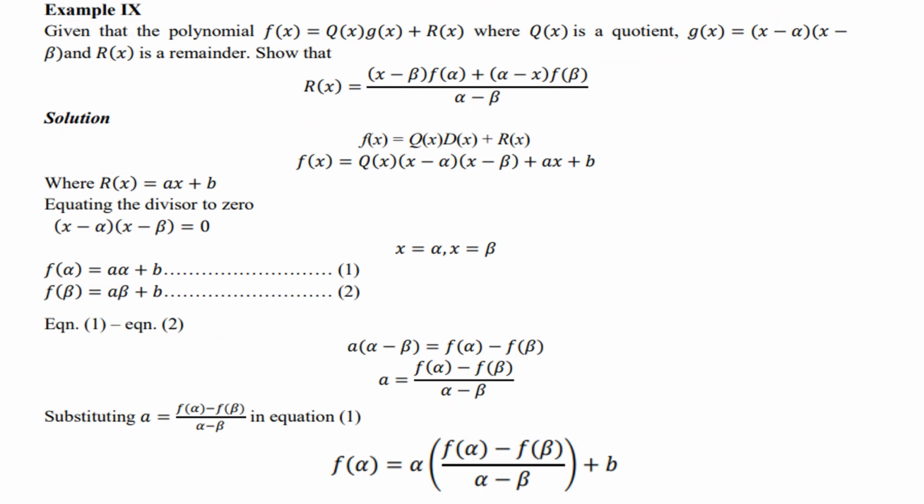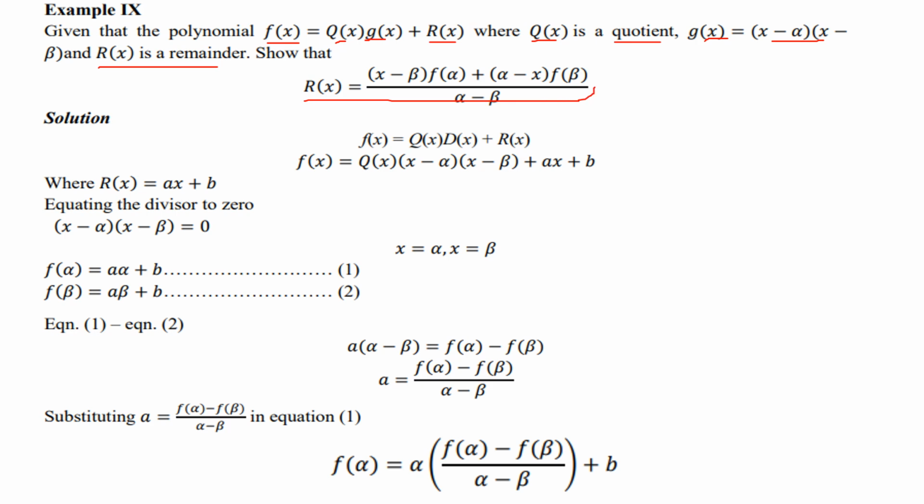So looking at the next example, now this is a UNEB question, it's around 2004. You have been given a polynomial f of x, given by the quotient multiplied by the divisor plus the remainder, where q of x is our quotient, g of x, which is equal to this, is our divisor, and r of x is our remainder. Show that the remainder r of x is given by this expression. So let's look at how it came about.